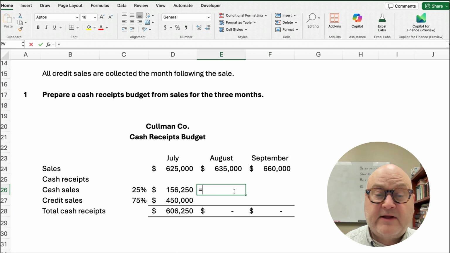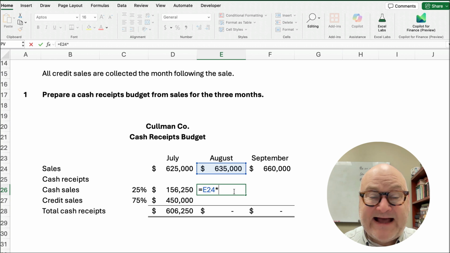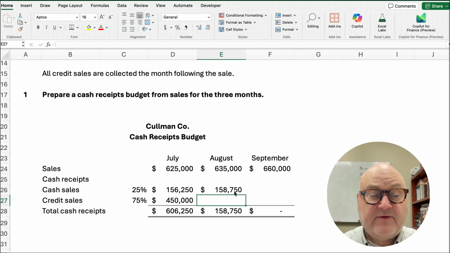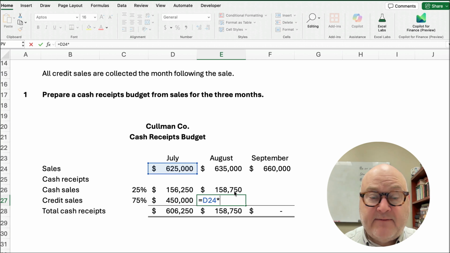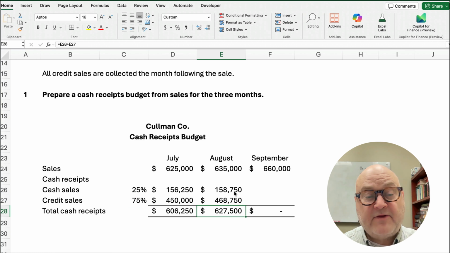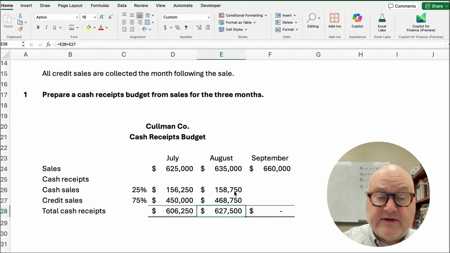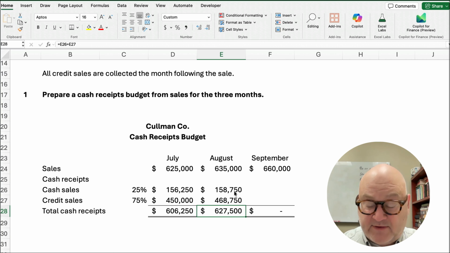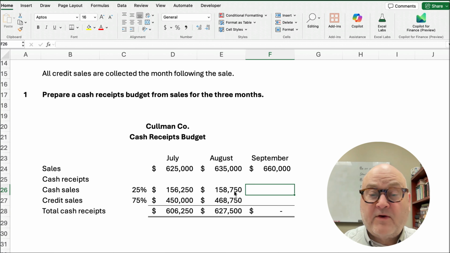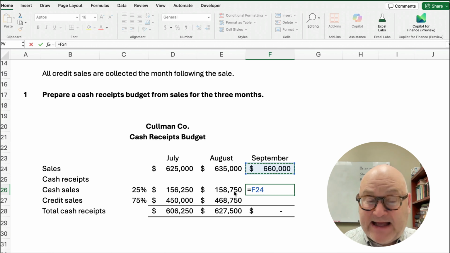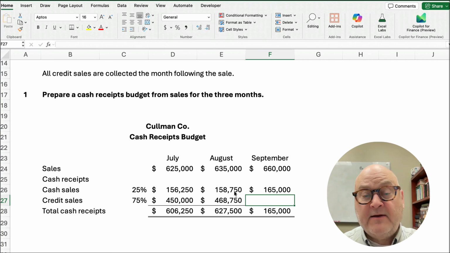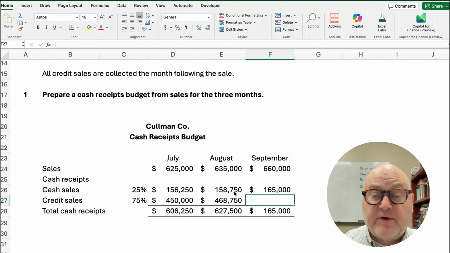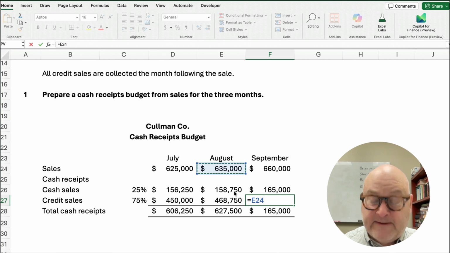Now we're going to continue this across. For August, we're going to collect 635 times the 25% would be cash sales. Our credit sales would be the previous month, 625 times the 75%. So we're always a month behind on credit sales. We make a sale in July, we collect it in August. We do the same thing for September. 660 times 25% would be our cash sales for September, but we're going to collect the credit sales from the previous month, August rather. So 635 times 75%.